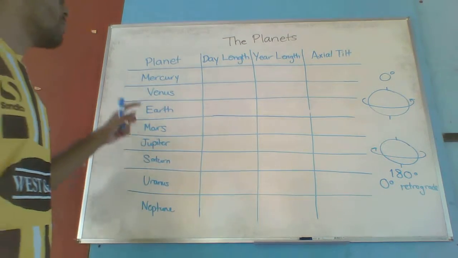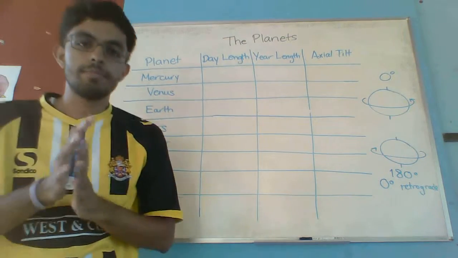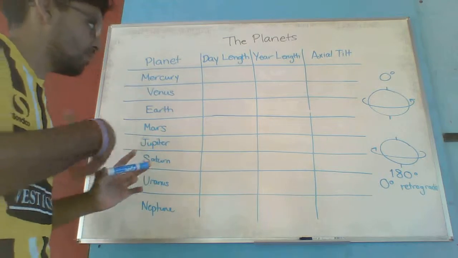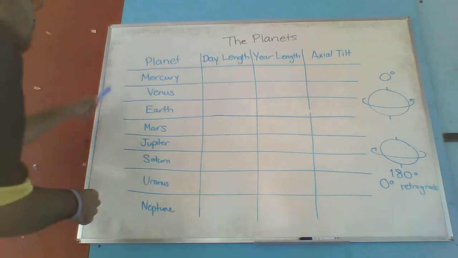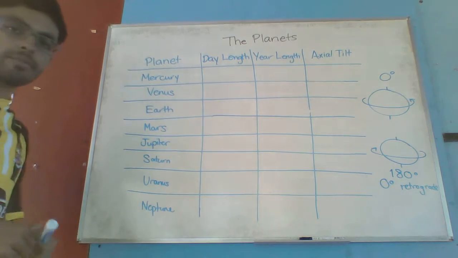Okay? So, we're going to start off by talking about Mercury. Mercury is the closest planet to the Sun, which hopefully we all know. These are all obviously ordered from closest to the Sun to farthest from the Sun.